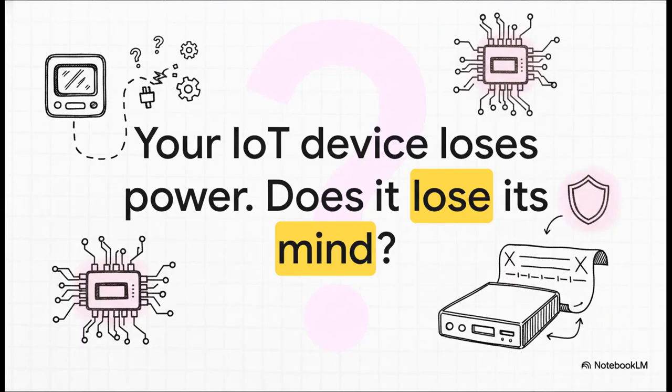Think about it. What happens if your smart thermostat just forgets all your settings after a quick power flicker? Or a remote sensor loses a whole week of data? That's the exact nightmare that non-volatile memory is here to prevent. It's the secret sauce that gives a device a permanent memory, a way to hold on to the important stuff even when the lights go out.